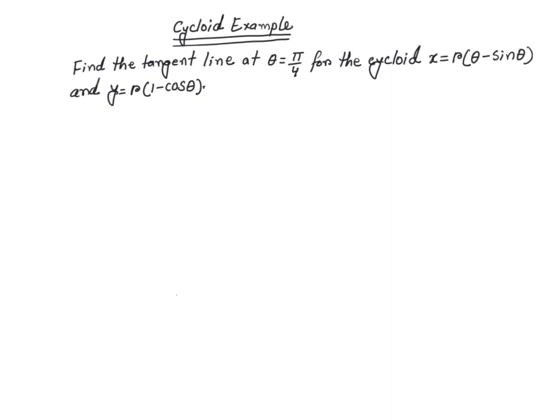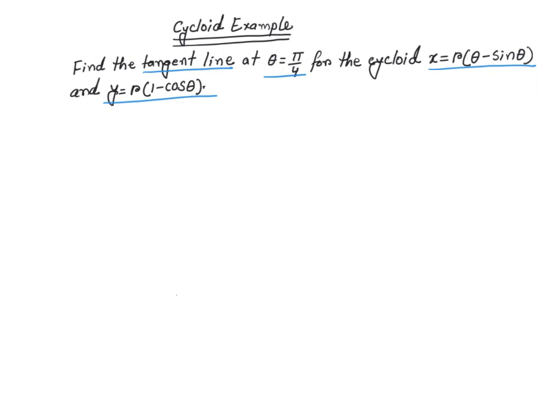In this video, I'm going to find the tangent line at theta is equal to pi over 4 for the cycloid defined by x is equal to r times theta minus sine of theta and y is equal to r times 1 minus cosine of theta.